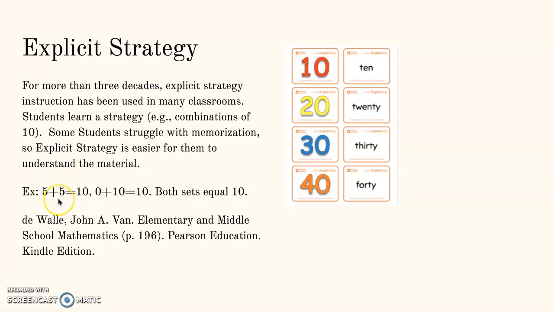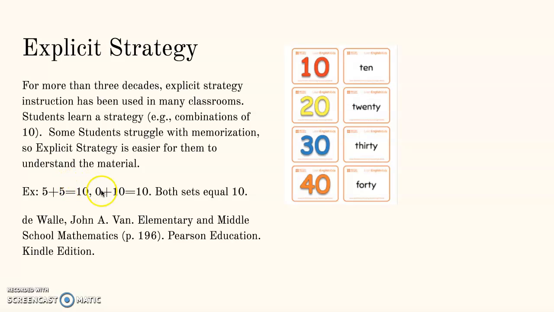say has memorization strategy pretty well. They don't need hands-on or any type of visual to understand the problem. For an explicit strategy person, they would say 5 plus 5 and they would think about it and it would equal 10. For them to get this answer, they would most likely need something in front of them, whether it's blocks, a piece of paper, whatever it may be, for them to visually or hands-on work out the problem. That would be their way of doing it.